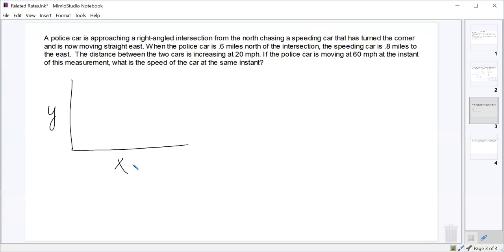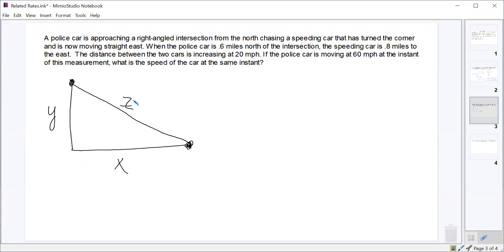And then we're also talking about the distance between the two cars. So if this is my police car and this is my criminal, or I guess a speeding car, the distance between them would be this. Is that distance changing as x and y change? Should be. We'll call that one z.